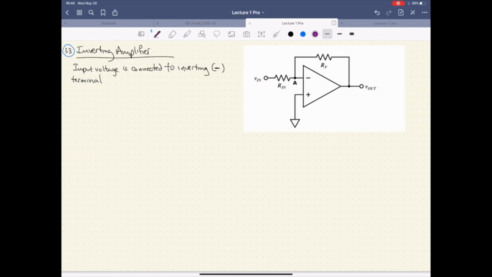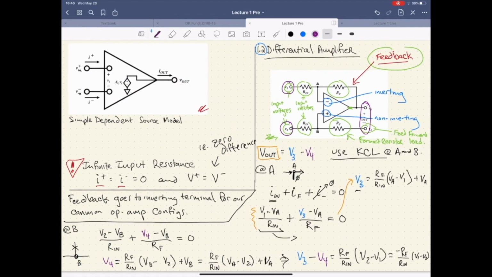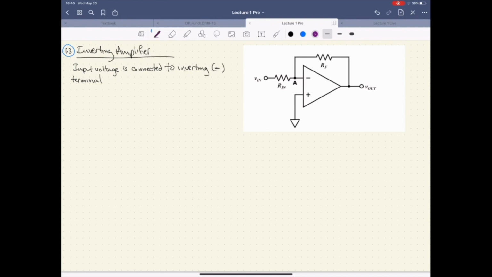All right, let's see what else we can do. Let's do something a little bit more simple for this one. In this diagram, the non-inverting terminal is connected to the ground, and we're pretty much left with what we had on top from the previous configuration.